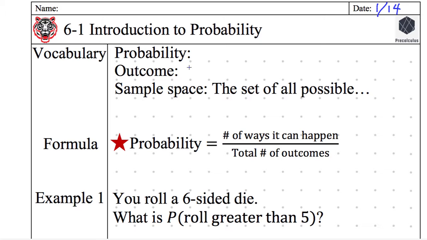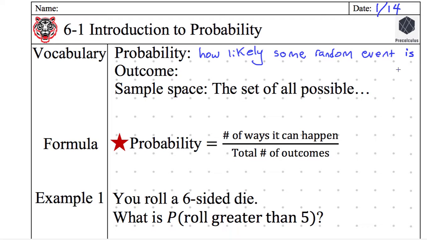Okay, probability. What is your definition of probability? Yeah, how likely something is to happen. So, how likely some random event is. And the key word being random, it has to be random.